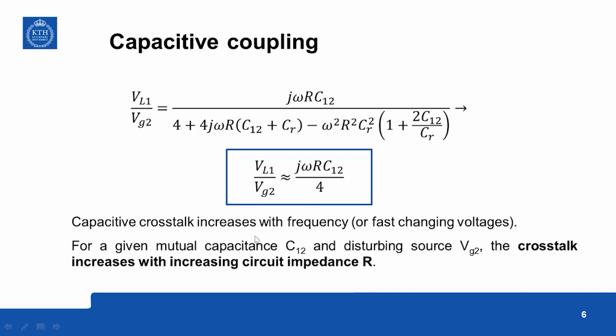That is, higher the circuit impedance, more the capacitive crosstalk. Higher the coupling capacitance, more the capacitive crosstalk. Higher the frequency or the rate of rise of voltage, more capacitive crosstalk.